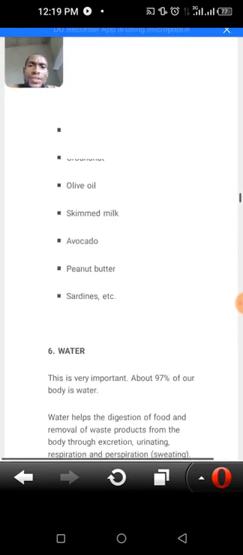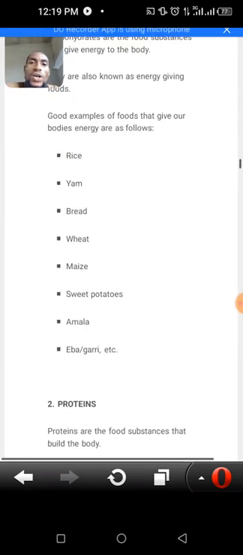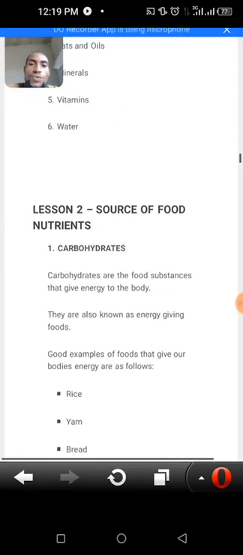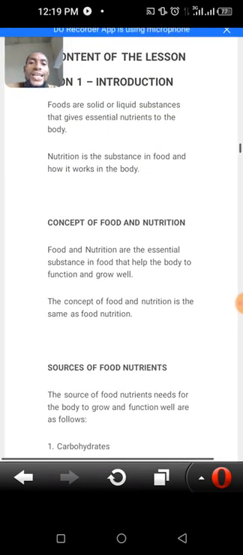Right? So now let's quickly conclude the lesson. What we are talking about is food and nutrition. We said food and nutrition are essential substances in the body that help the body to function and grow very well. It is what we take into our body system that will enable us to grow normally. So when we are taking the right food into our body system, then we grow normally, and vice versa.